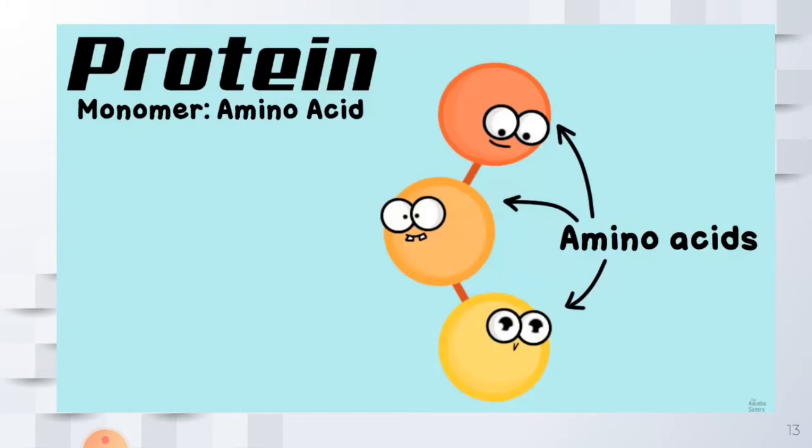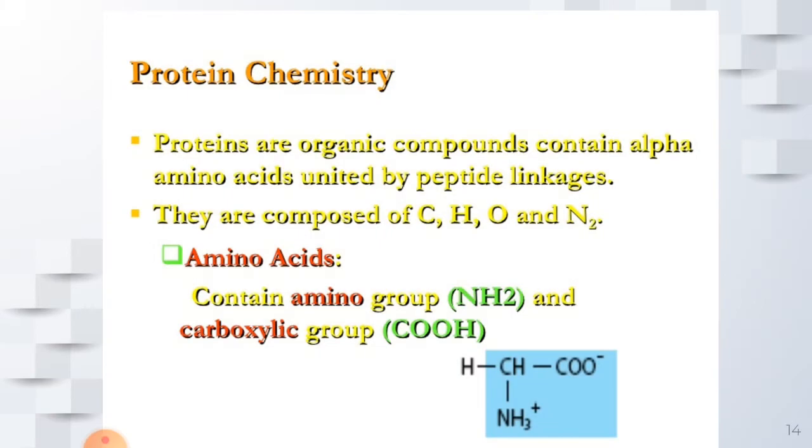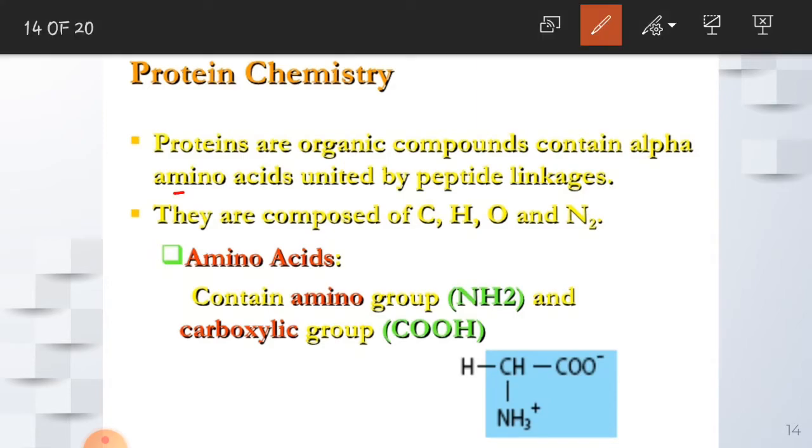Now let's discuss another kind of biomolecules, that is the proteins. These proteins are made up of amino acids. The monomer of the proteins are the amino acids. Proteins are organic compounds which contain amino acids linked by peptide linkage. They are composed of carbon, hydrogen, oxygen, and nitrogen. These amino acids contain an amino group and a carboxyl group.